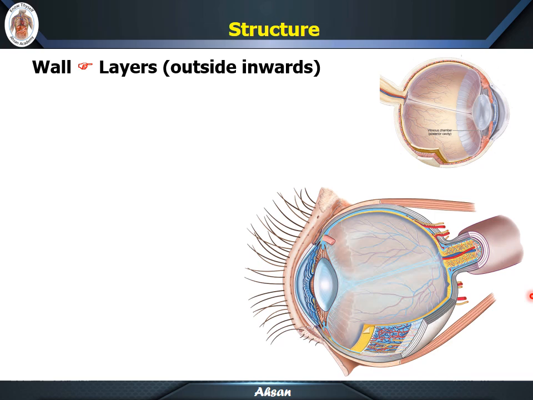The wall of the eyeball comprises several layers. Let us label them from outside inward. The fibrous coat: the outermost coat is the fibrous coat, and it is complete. The posterior greater part is the sclera, and the anterior smaller part is the cornea.